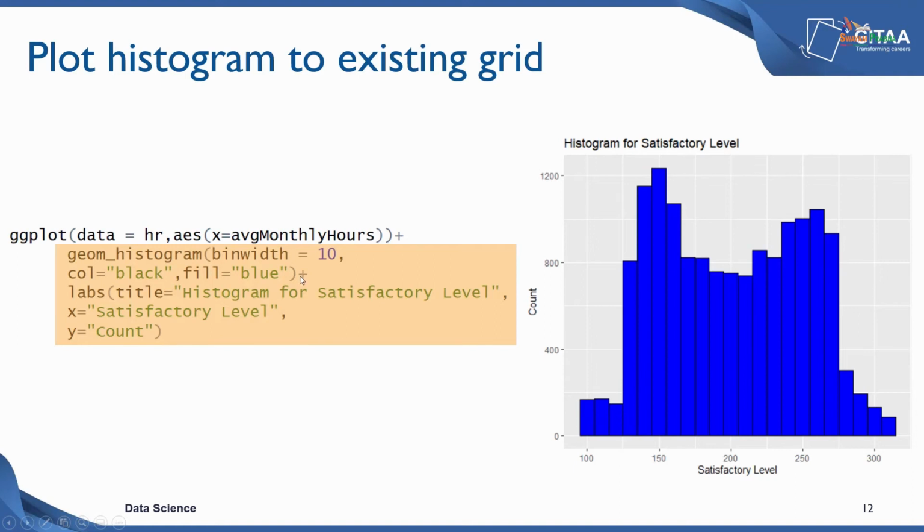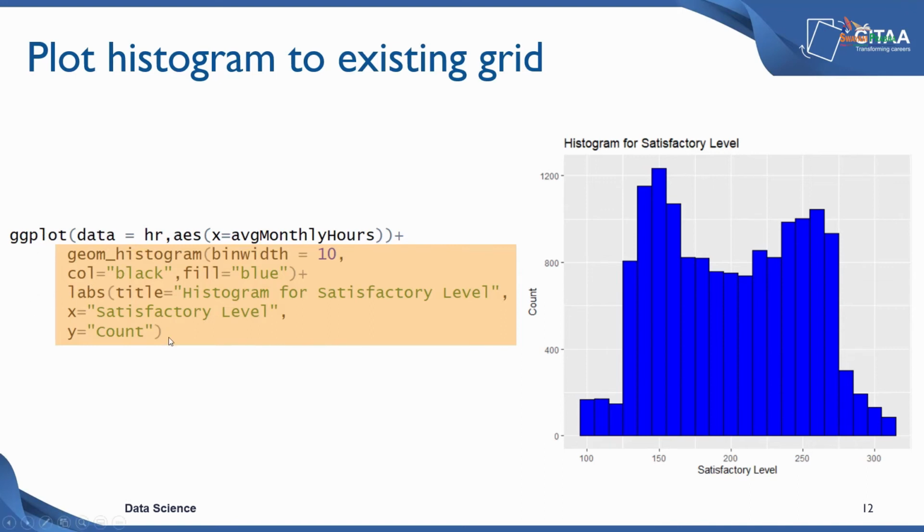The next layer that I'm adding is basically the title, the X and the Y label. So the title is given by labs, and I'm calling the title histogram for satisfactory level. And within this function, I'm supplying the value for X and Y axis. The X axis is the satisfactory level, and the Y axis I'm calling count. Now instead of the function labs, you can also use ggtitle, in which case you need to use the X label and the Y label separately.